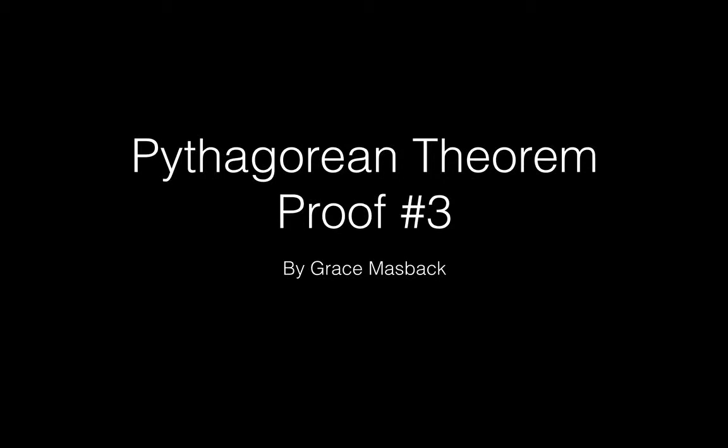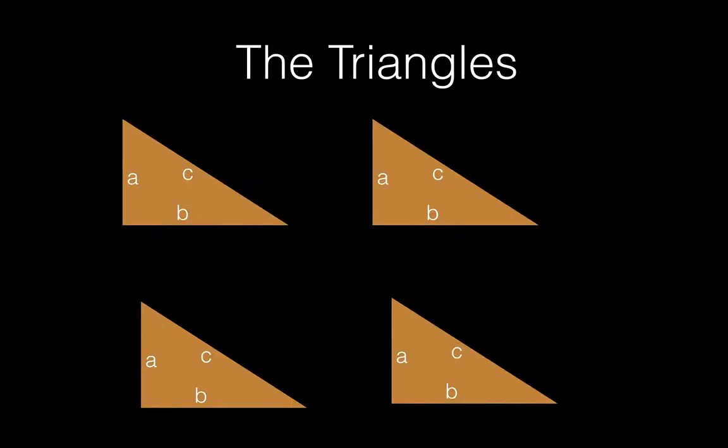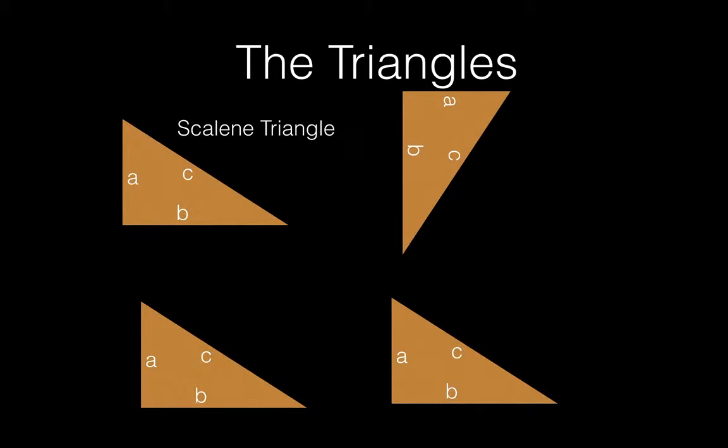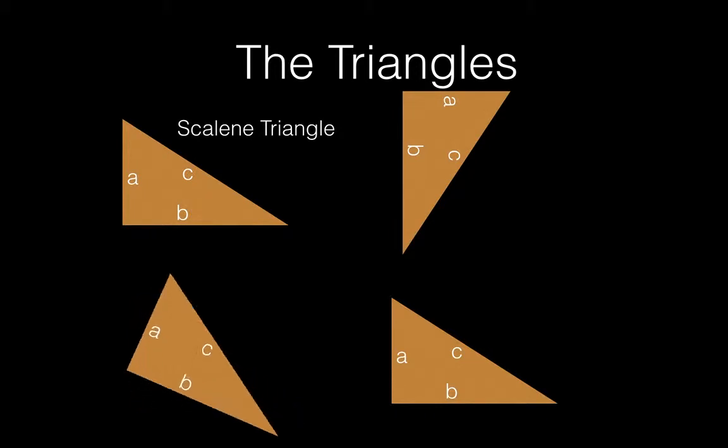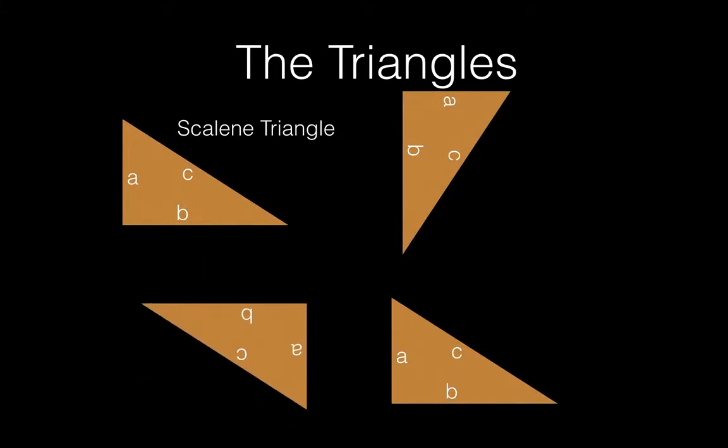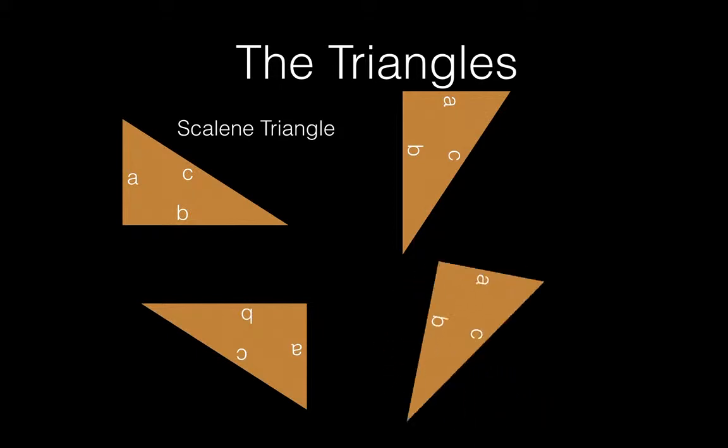Proof number 3. To begin this proof, we start with 4 identical scalene triangles. We then rotate 3 of these 4 triangles. We rotate the second triangle to 90 degrees, we rotate the third triangle to 180 degrees, and we rotate the fourth triangle to 270 degrees.